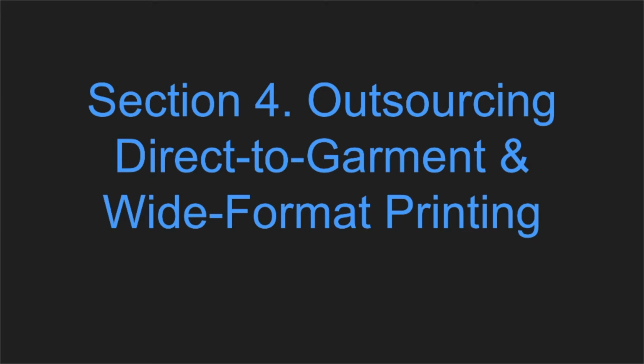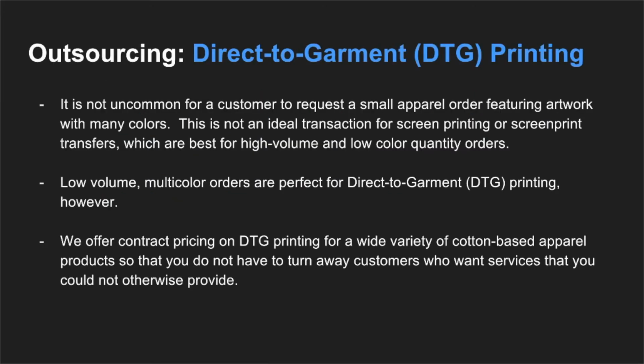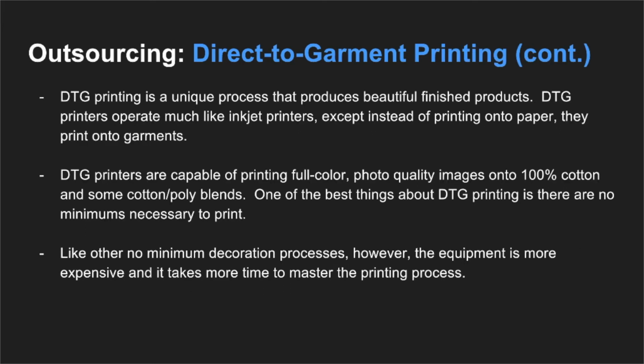Section 4 is outsourcing direct-to-garment and wide format printing. Along with embroidery and vinyl cutting, you're going to get the demand for full color images to be printed onto apparel, and only a few shirts that need the design. When this occurs, it is a good idea to send Print Phase the artwork, and we will direct-to-garment print any full color design onto any 100% cotton apparel product.